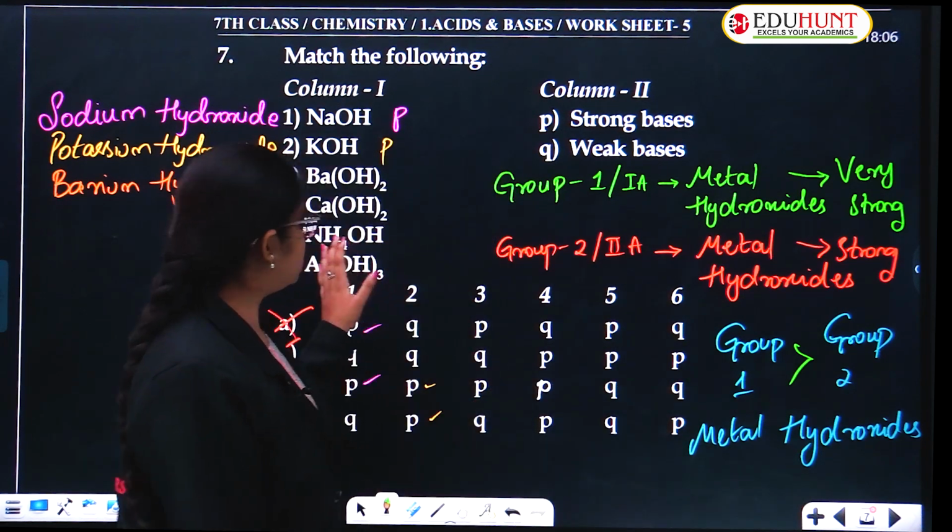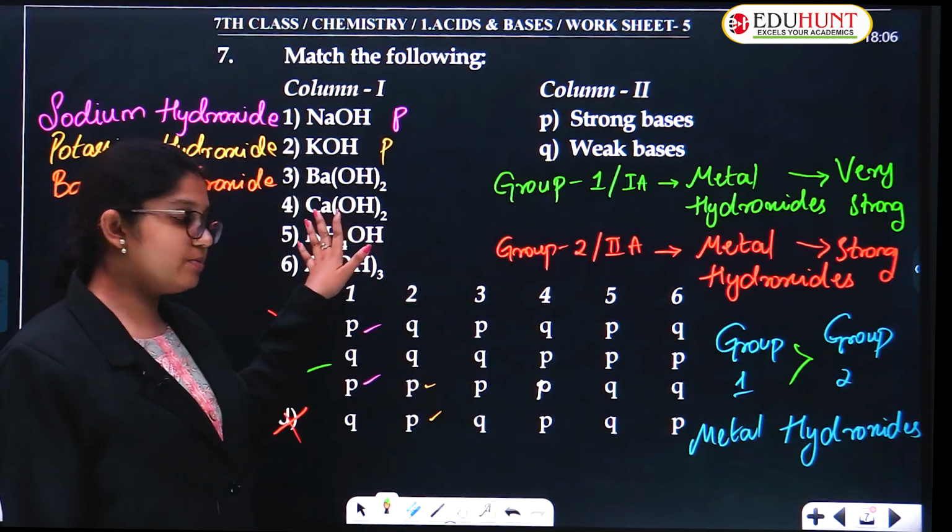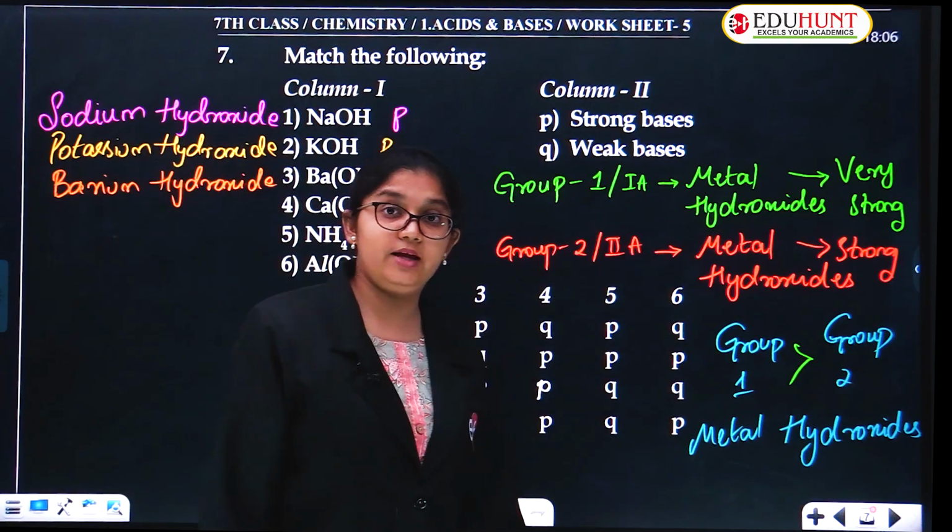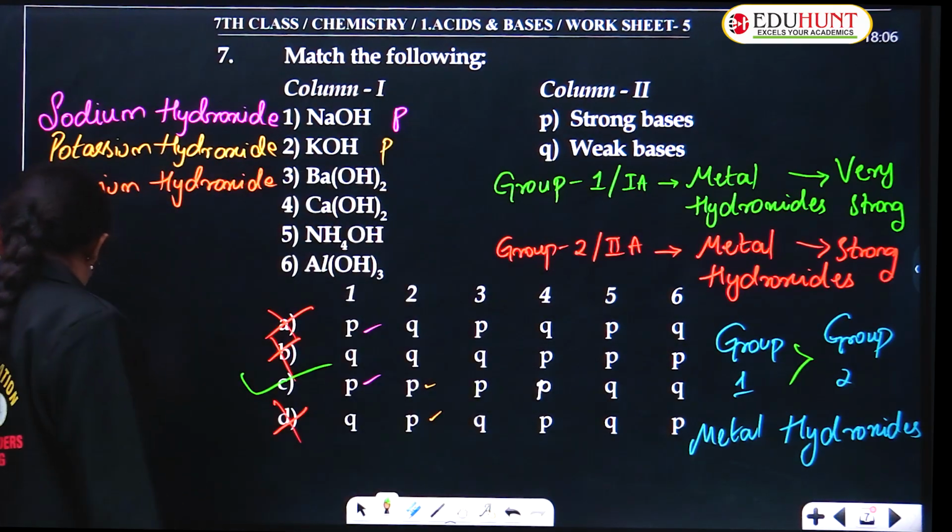So this barium is there, no? Barium comes under group 2. Okay, barium comes under group 2. I'll write that for you. Wait, children, no need to be confused. I'll write it for you.